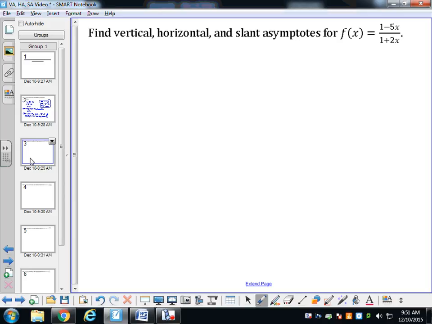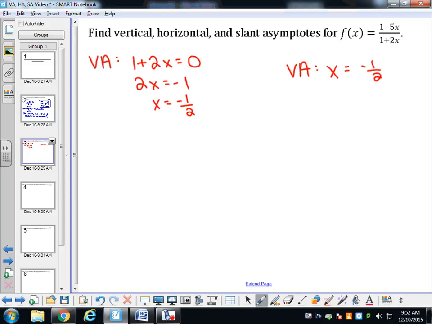Example 2, f of x equals (1 minus 5x) over (1 plus 2x). First, try to simplify it. I can't. So I always find my vertical asymptote first. Set your denominator equal to 0 and solve. So I get that my vertical asymptote is x equals negative 1/2. Then for my horizontal asymptote, I compare the degree of the numerator, which is 1, to the degree of the denominator, which is also 1.